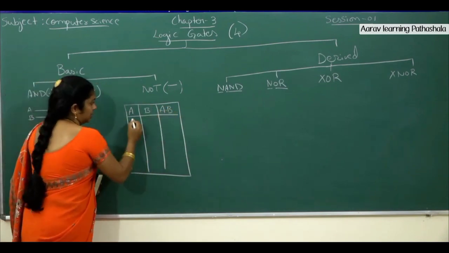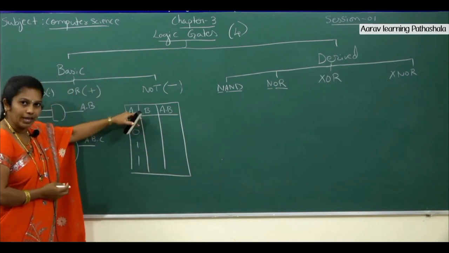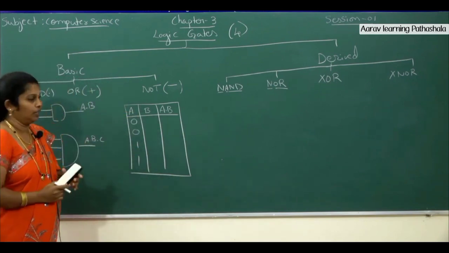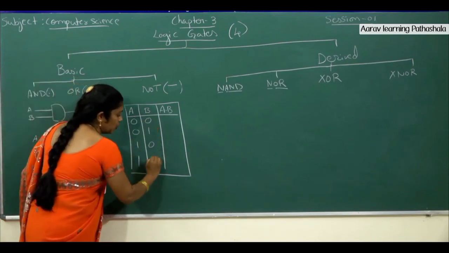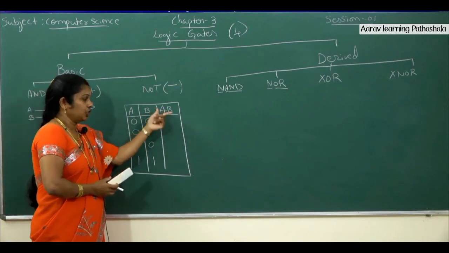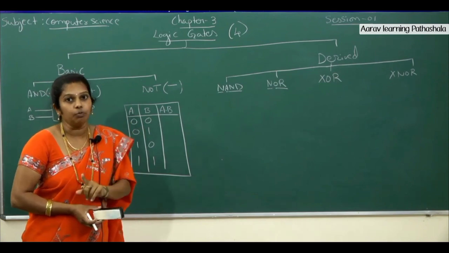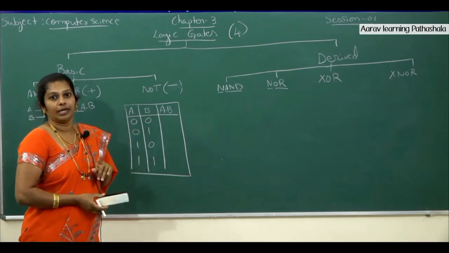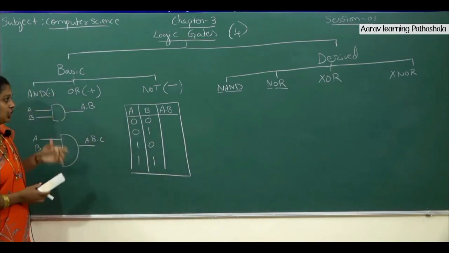Then to represent the inputs, two zeros, two ones. Because we have only two variables, we get a maximum of only four combinations. Two zeros and two ones: 0 1 0 1. Then the output, dot operation. In your mind you have to keep that when it is an AND operation, only when all the inputs are 1, the output becomes 1. Otherwise it becomes 0 in AND operation.